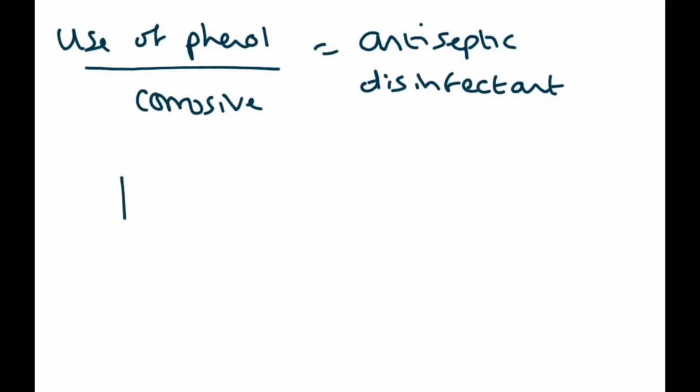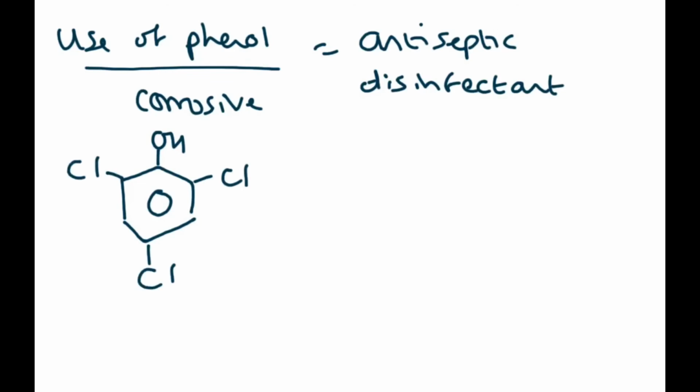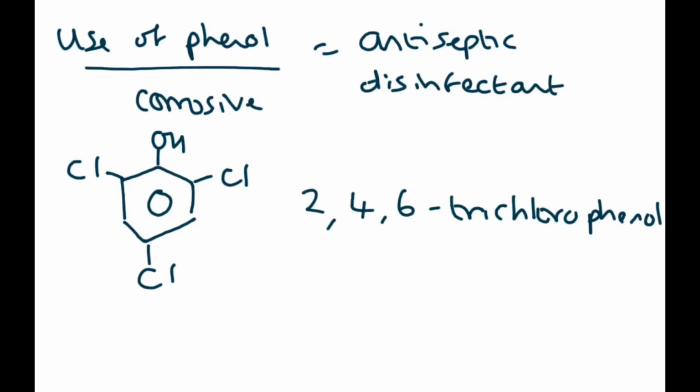One of the derivatives of phenol, derived from phenol, is this chemical here, like this. So that is 2,4,6-trichlorophenol. Trichlorophenol, TCP, which is an antiseptic that you can buy in the chemist. Okay, thank you.